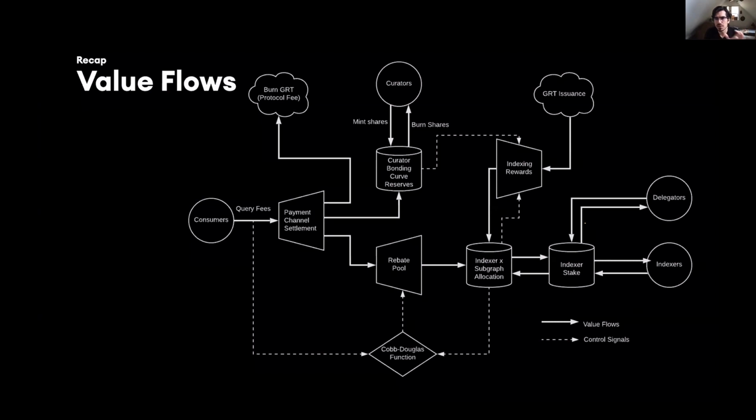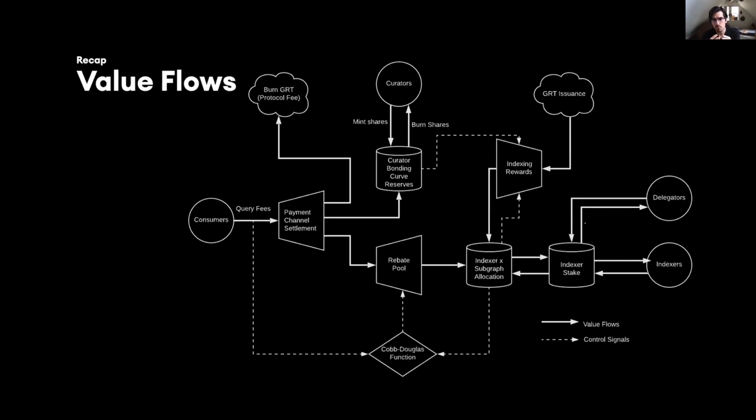Just to recap everything I've talked about, it's often helpful for folks to see this graphically. Starting from the right to left, you can see that indexers stake into the protocol as a whole. Delegators also delegate stake to indexers at that level. So delegators aren't delegating stake to specific subgraphs. They delegate to indexers, and those funds are available to indexers for all their allocation activities. Indexers then allocate that stake to specific subgraphs, and that's where rebates and indexing rewards are collected.